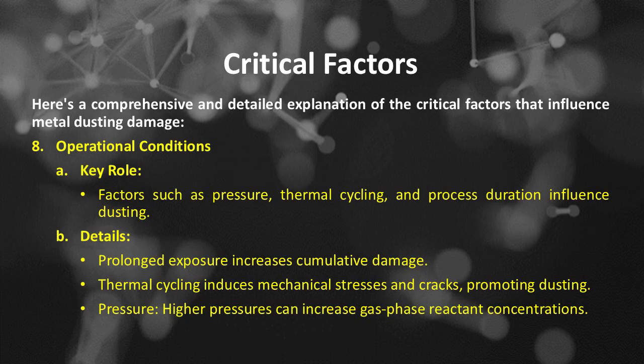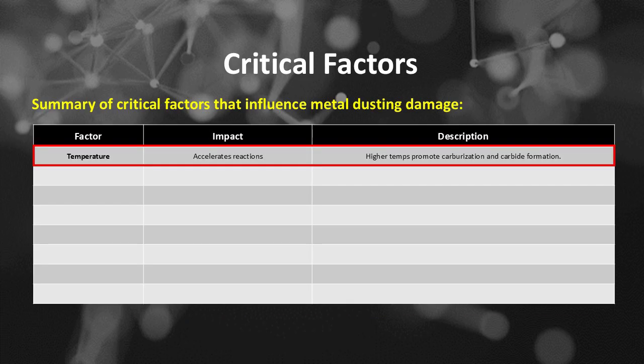Key role: factors such as pressure, thermal cycling, and process duration influence dusting. Details are: prolonged exposure increases cumulative damage. Thermal cycling induces mechanical stresses and cracks, promoting dusting. Pressure: higher pressures can increase gas phase reactant concentrations. Summary of critical factors that influence metal dusting damage.